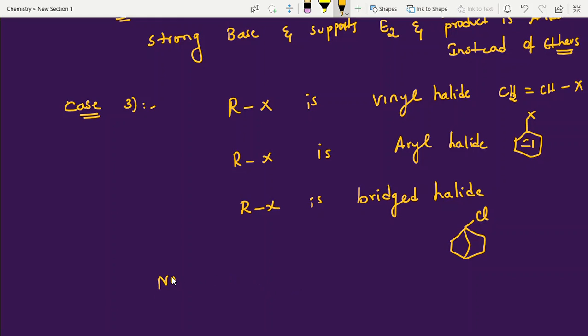Then what happened here? Note point. What is the note point? Neither SN2 nor E2. So this is your note. If you have command here, then we can work out the questions in a very easy way. Williamson ether synthesis.